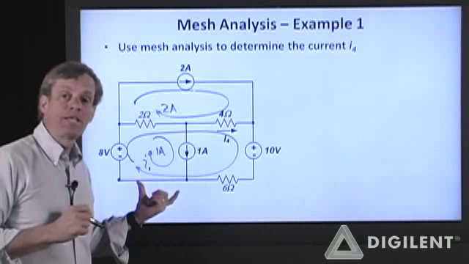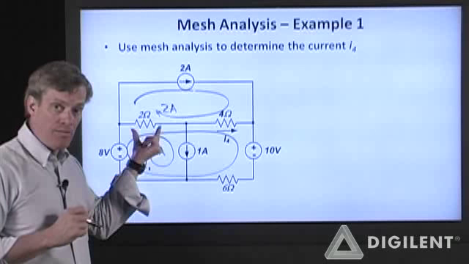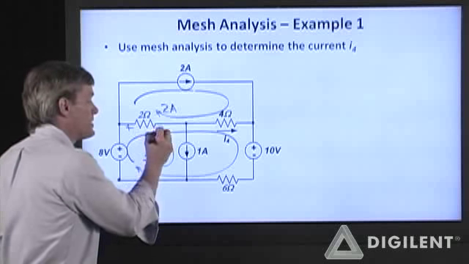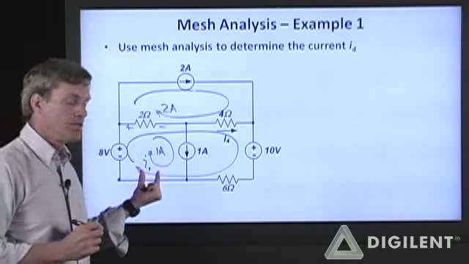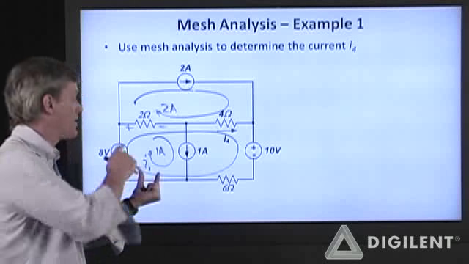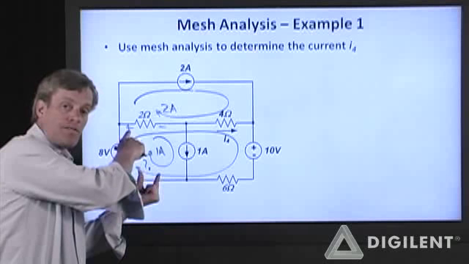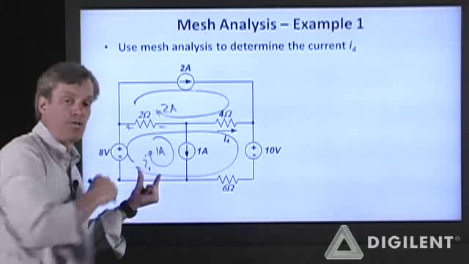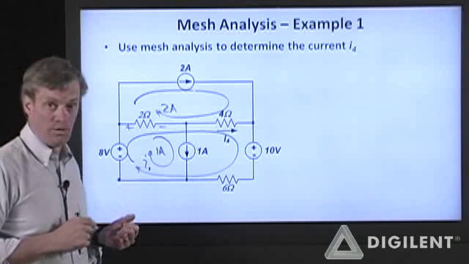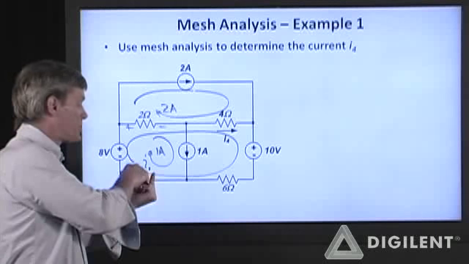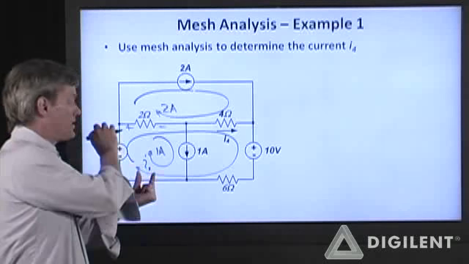Now remember, when we set up our voltage polarities for each element, I need to set those polarities relative to the direction of the mesh current that I'm dealing with. So I need to assume that my positive polarity is on the left relative to the right for this 2 ohm resistor. This current is going to enter the positive voltage node.